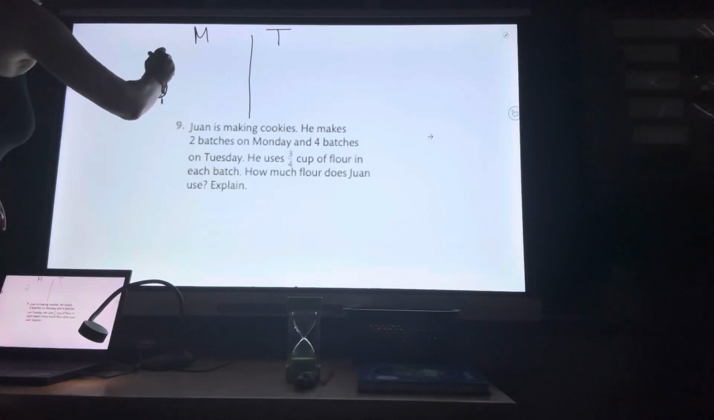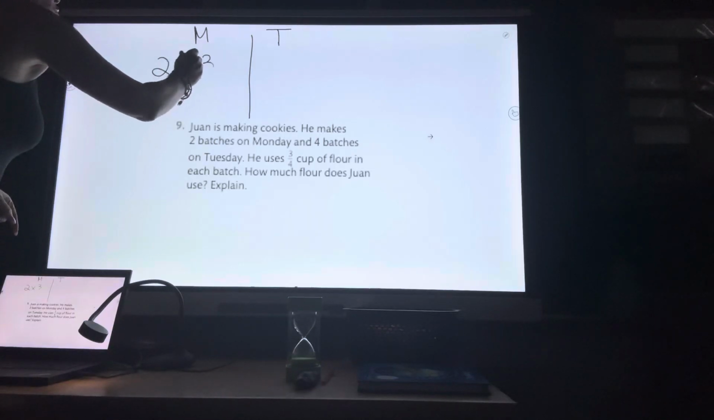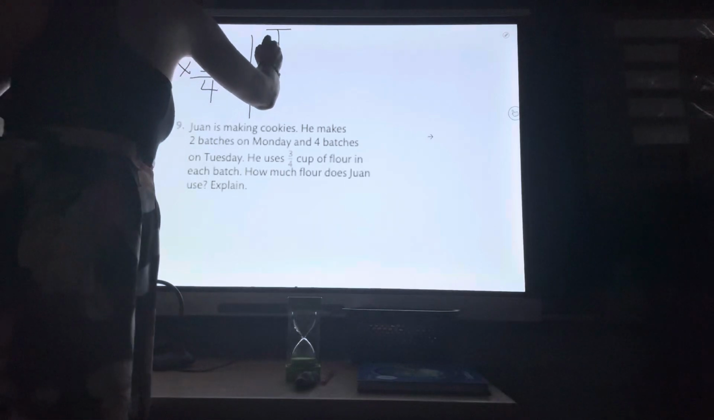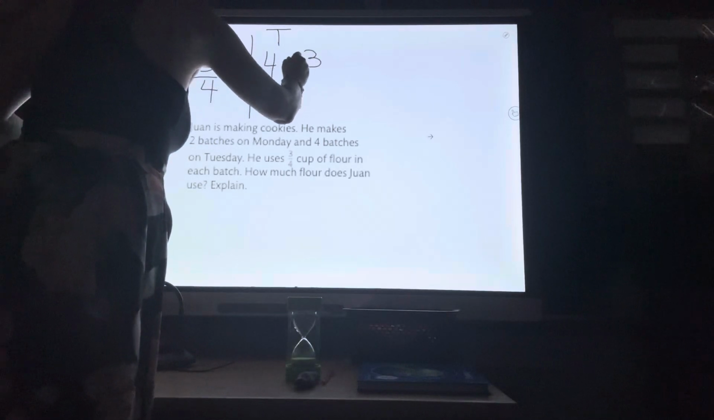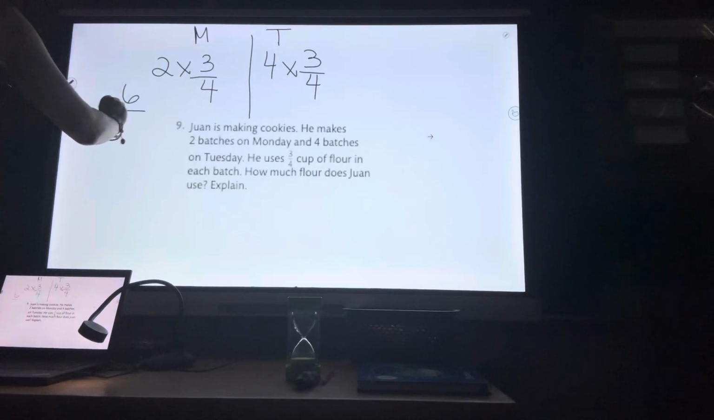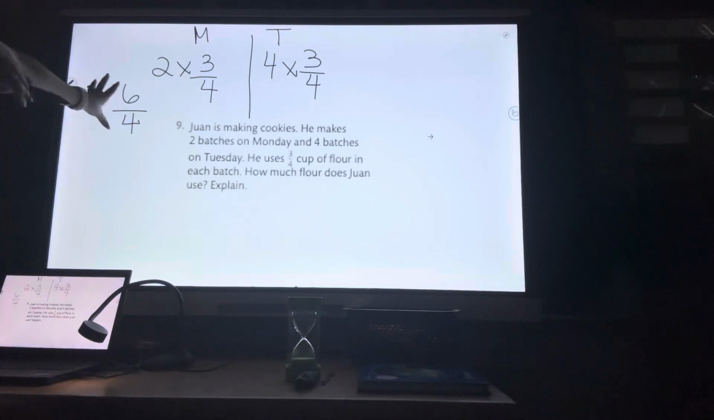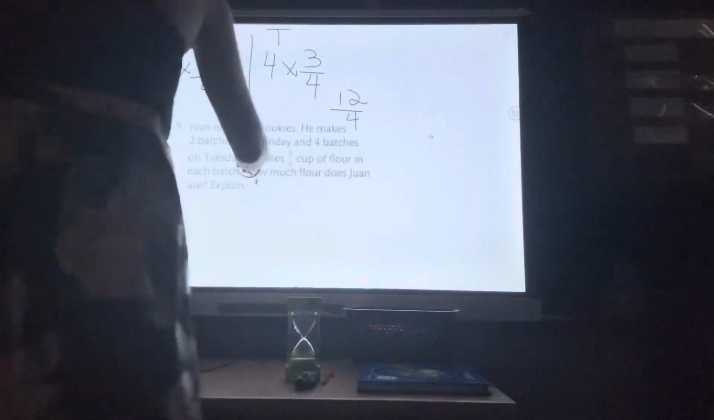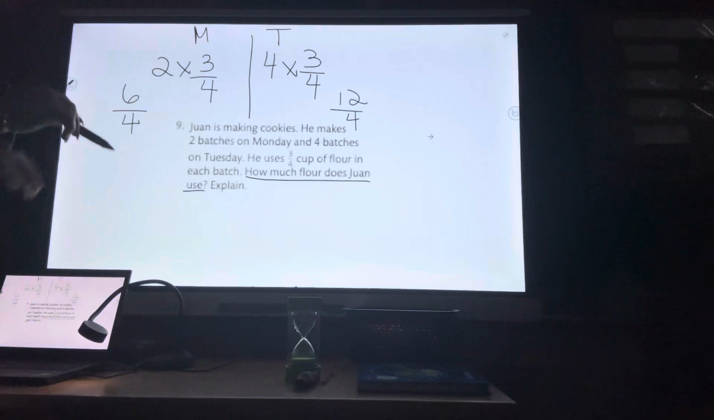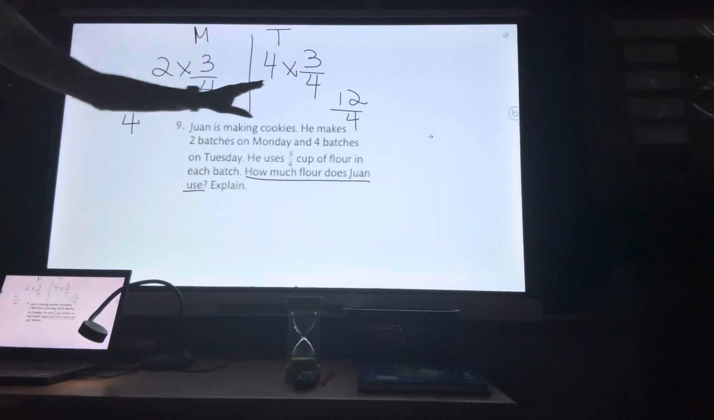Monday is 2 batches times 3/4. Tuesday is 4 batches times 3/4. So I'm going to solve for each. So I have 6/4, and I encourage you to leave it alone. And then I have 12/4. But it's asking me how much flour does Juan use on Monday and Tuesday.